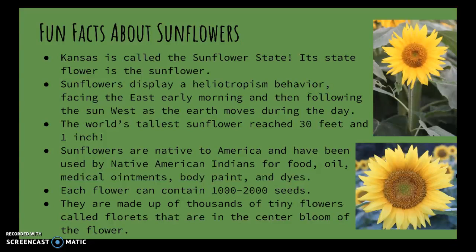Sunflowers are native to America and have been used by Native American Indians for food, oil, medical ointments, body paint, and dyes. Each flower can contain 1,000 to 2,000 seeds. They are made up of thousands of tiny flowers called florets that are in the center bloom of the flower.